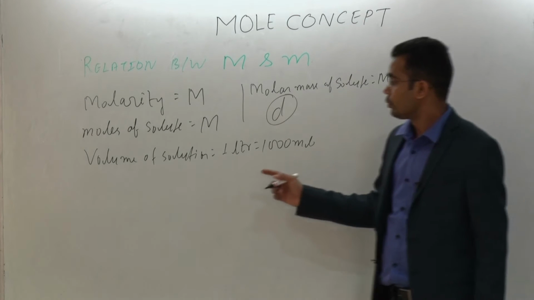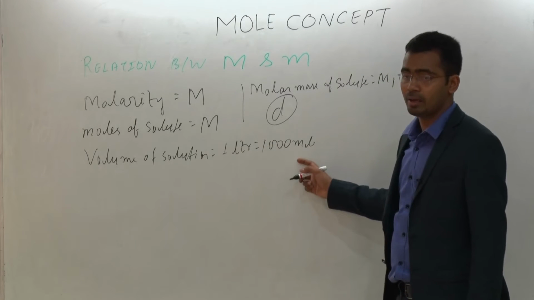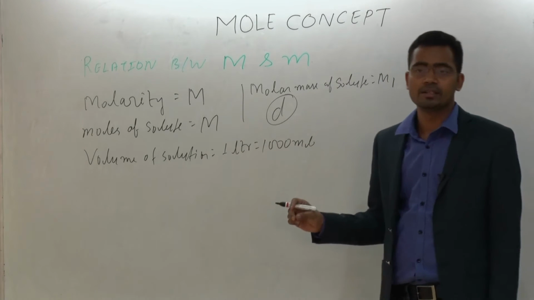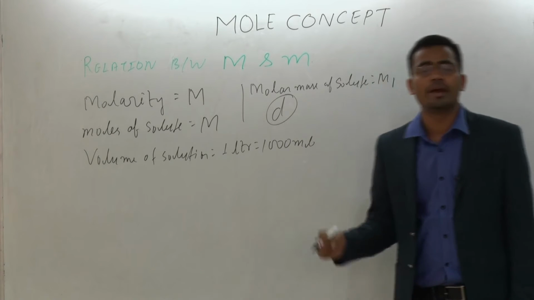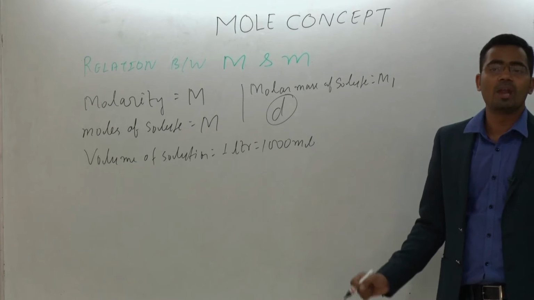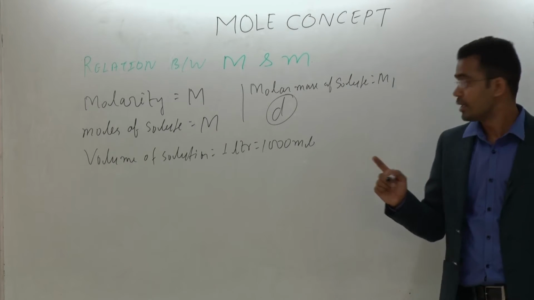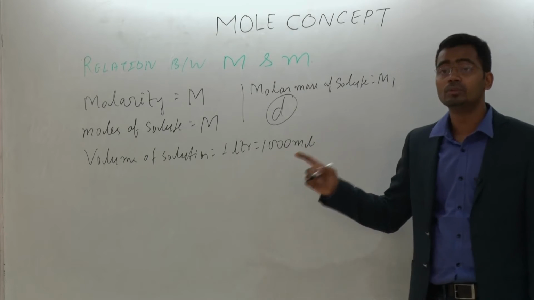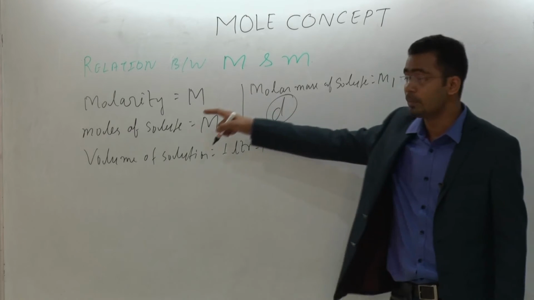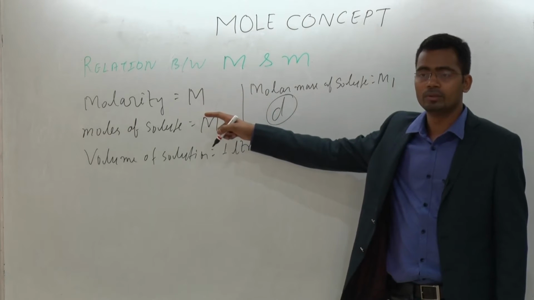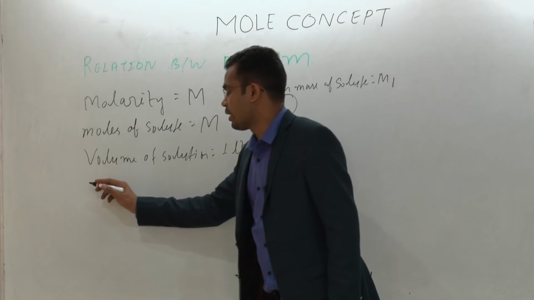Now, the volume of solution is 1 liter, that is 1000 ml. Now you have to calculate molality. So for molality, what is required? For molality, the mass of solvent is required. It means that you have to find the mass of solution and then you have to subtract the mass of solute. Clear?